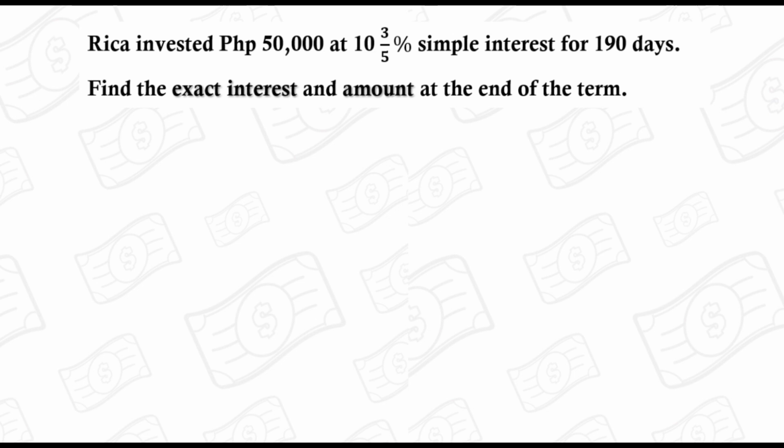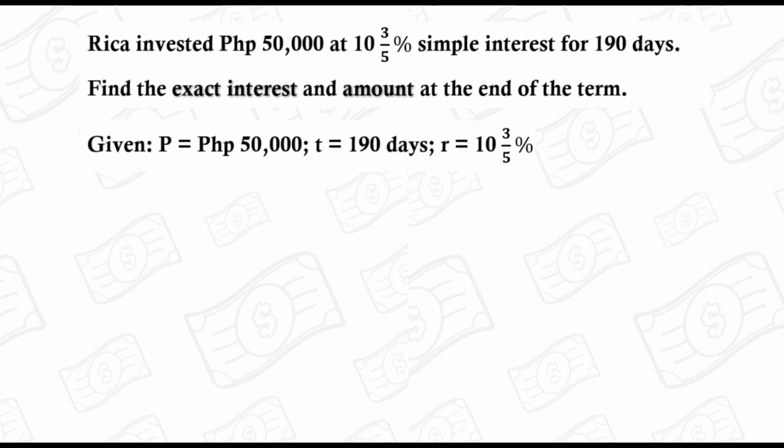Let's try another example. Rika invested 50,000 at 10 and 3/5% simple interest for 190 days. Find the exact interest and the amount at the end of the term. So, what is being asked is the exact interest and the amount at the end of the term, or the final amount. Now, let's solve first the exact interest. The given is the principal amount, which is 50,000 pesos. Time is 190 days, and the rate is 10 and 3/5%. So in decimal form, it is 0.106.